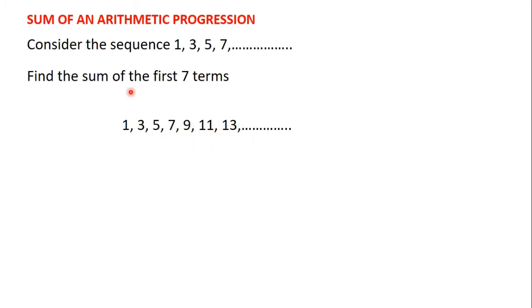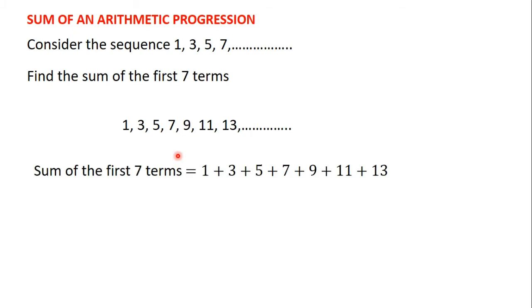We said we want to find the sum of the first 7 terms. So we want to find the sum of these terms. So we are going to add them. And this will give us 1 plus 3 plus 5 plus 7 plus 9 plus 11 plus 13. When we add these together, we are going to get 49. So the sum of the first 7 terms of this AP is 49.